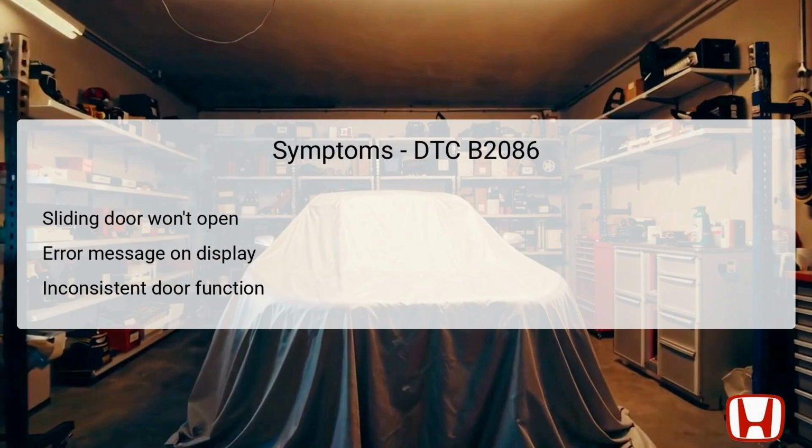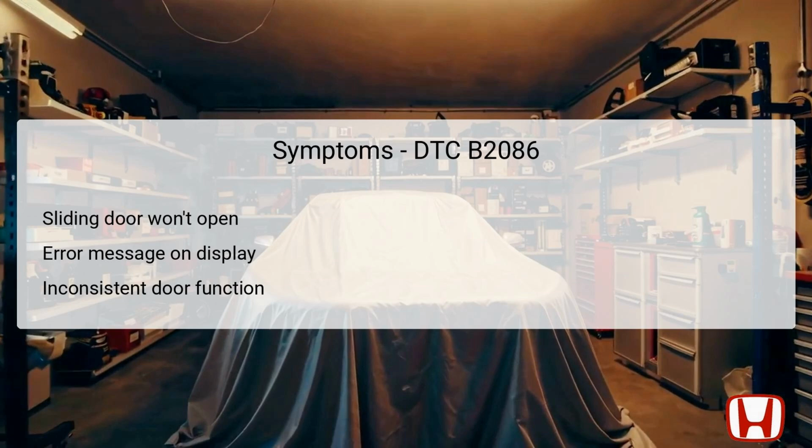Drivers may encounter various symptoms associated with the DTC B2086 error code. One of the most noticeable issues is that the right sliding door may fail to open or close properly when prompted. This leads to frustration and safety concerns, as passengers might be unable to use the door as intended.